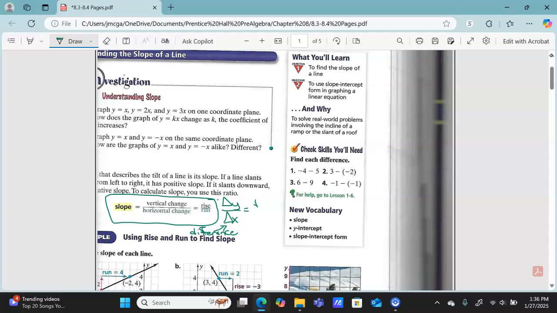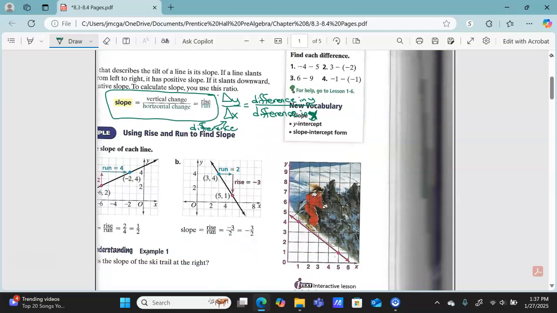So we can calculate this by finding the difference in the y and dividing it by the difference in the x. They also say that this is the rise over the run. In other words, it's how the graph is slanted. So if you look at this graph here, I went up 2 and to the right 4. So the rise is 2, the run is 4.